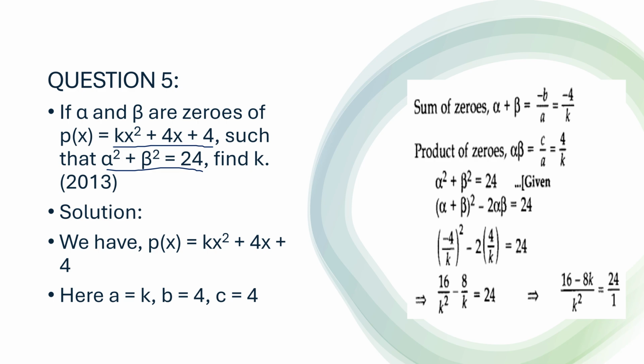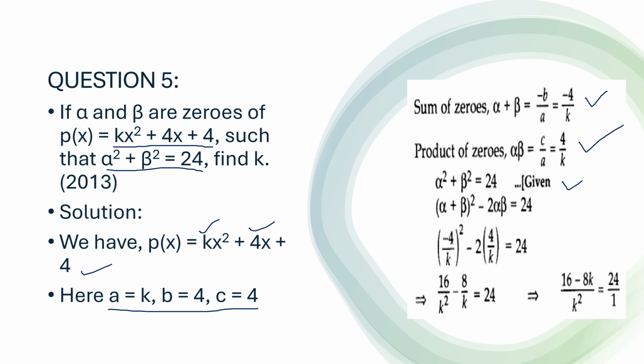First thing you have to do, write the equation. Write what is given. Here A is k, B is minus 4, C is 4 again. First step, again, sum of zeros. Sum of zeros is alpha plus beta, that is minus b upon a, so you are going to get 4 upon k. Product of zeros is alpha beta, which is c upon a. Here also you are getting 4 upon k.